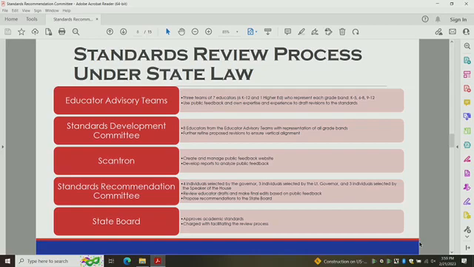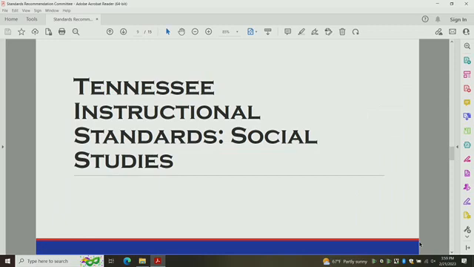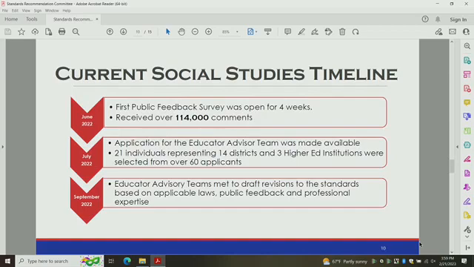So as you can see, it is an involved process, and as my colleague to my right, Michael Derline, will show you specifically in the example of social studies, it takes a while to get through that process because there are so many steps. So there are no surprises, I hope, by the end of the line in standards review.